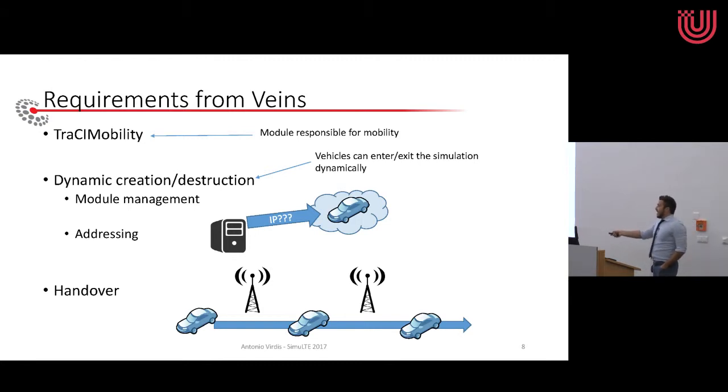Finally, a very high-level requirement. We have cars, elements which are moving around our space. So, as in a real scenario, we might have those cars moving between different base stations. So we need to support the handover mechanism, which is the mechanism by which the cars can dynamically switch, can change the base station.